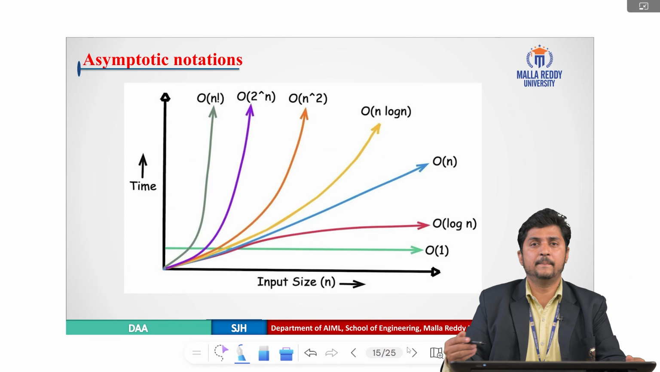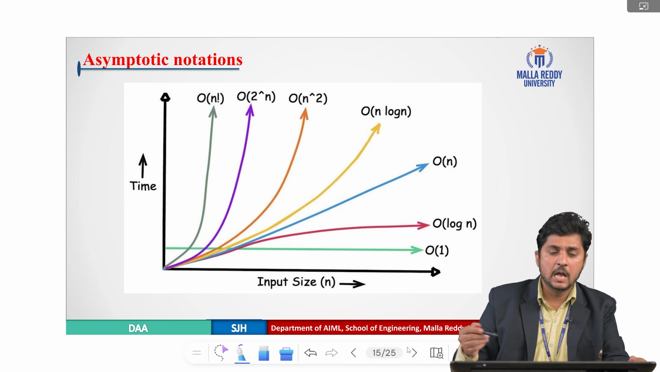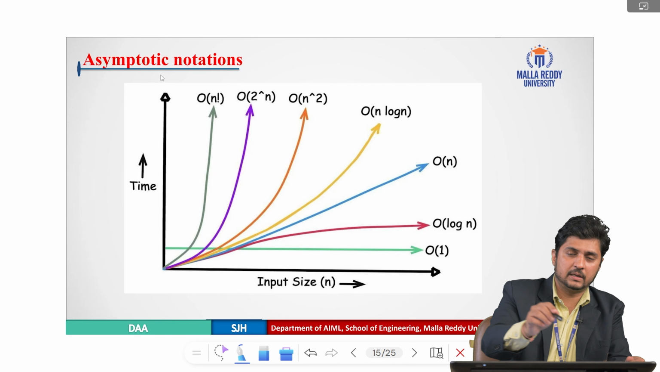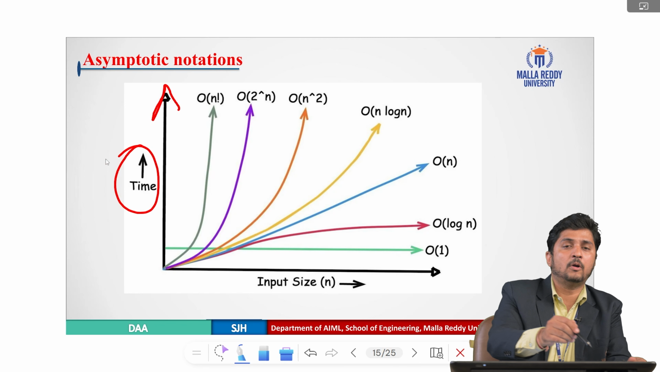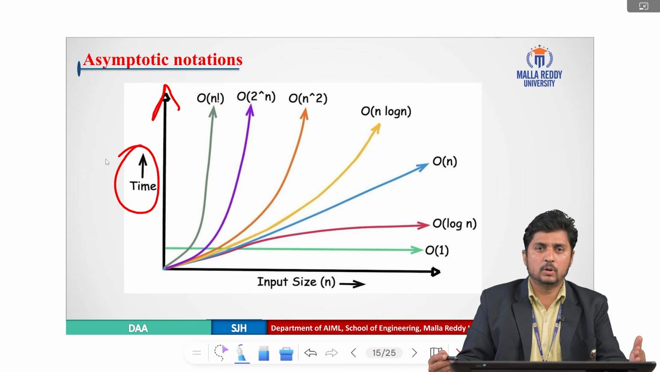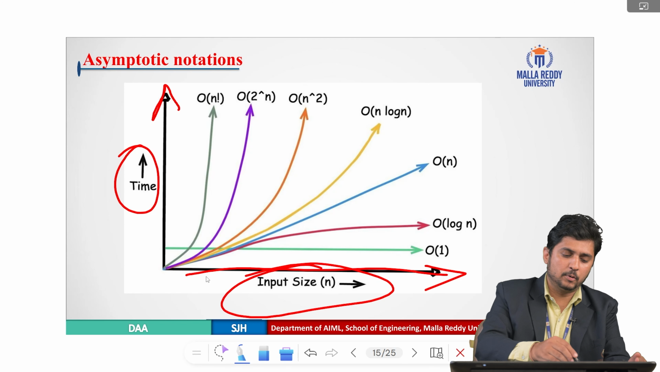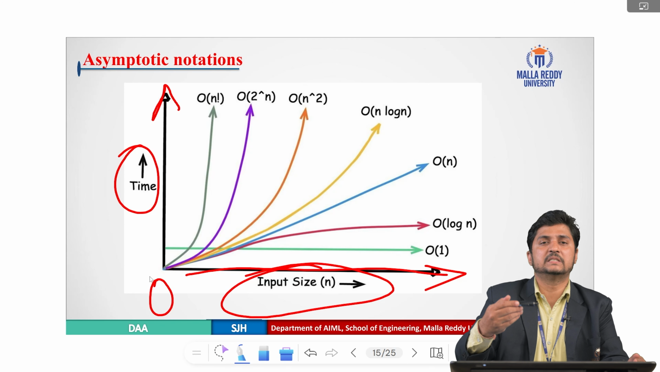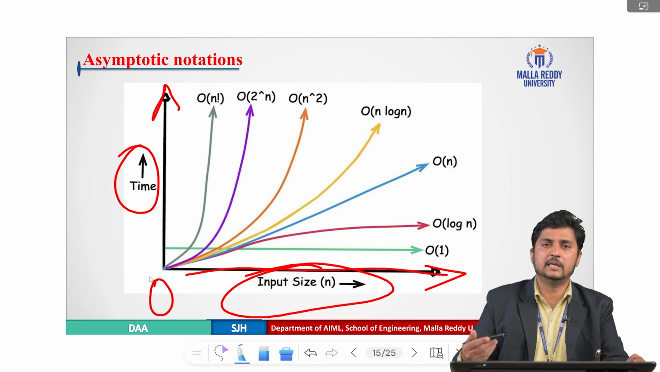Moving towards a basic overview of order of growth with the help of asymptotic notations, we can see a graph with an x-axis and a y-axis. The y-axis represents the time taken by the algorithm to complete execution from beginning to end, and the x-axis represents the input size. Initially it will be 0. For some programs the input size may be 0, and for algorithms like searching and sorting, the minimum depends on the user requirement.